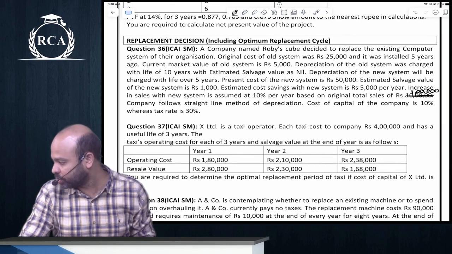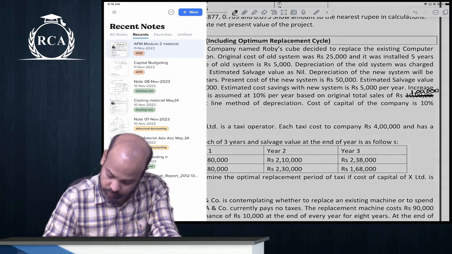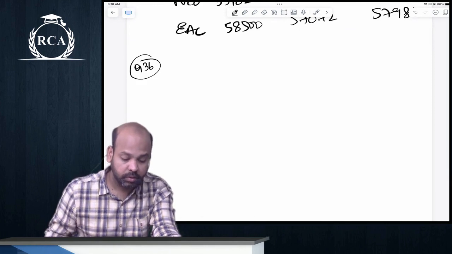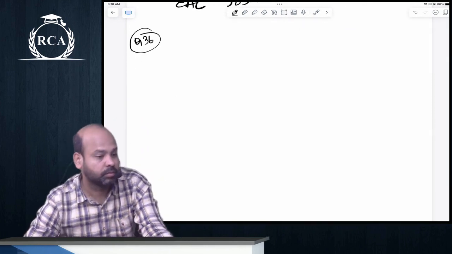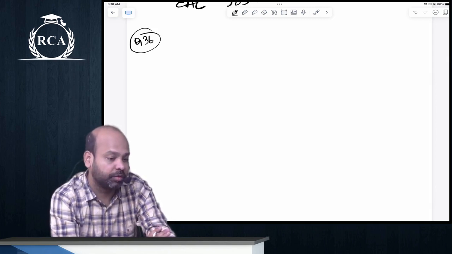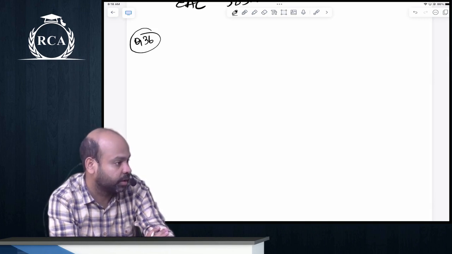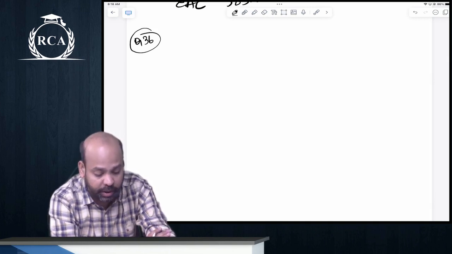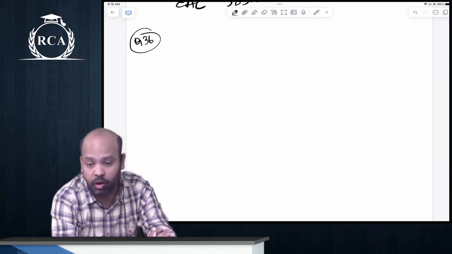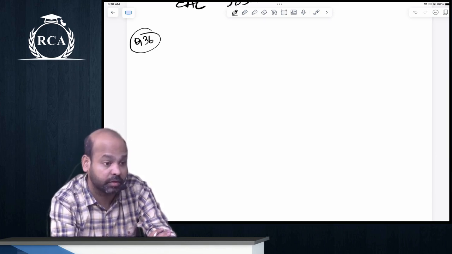क्वेश्चन समझ में आ गया क्या सबको? Question number 36. You know how to take replacement decision? Tell me guys, if you sell off the existing asset and then buy the new asset today, what will be your cash flows? Net initial investment. You will have to buy the new asset at 50,000. You will be able to sell the old asset at 5,000. They did not talk anything about capital gain tax. You will have to take tax savings on loss on sale of existing asset.